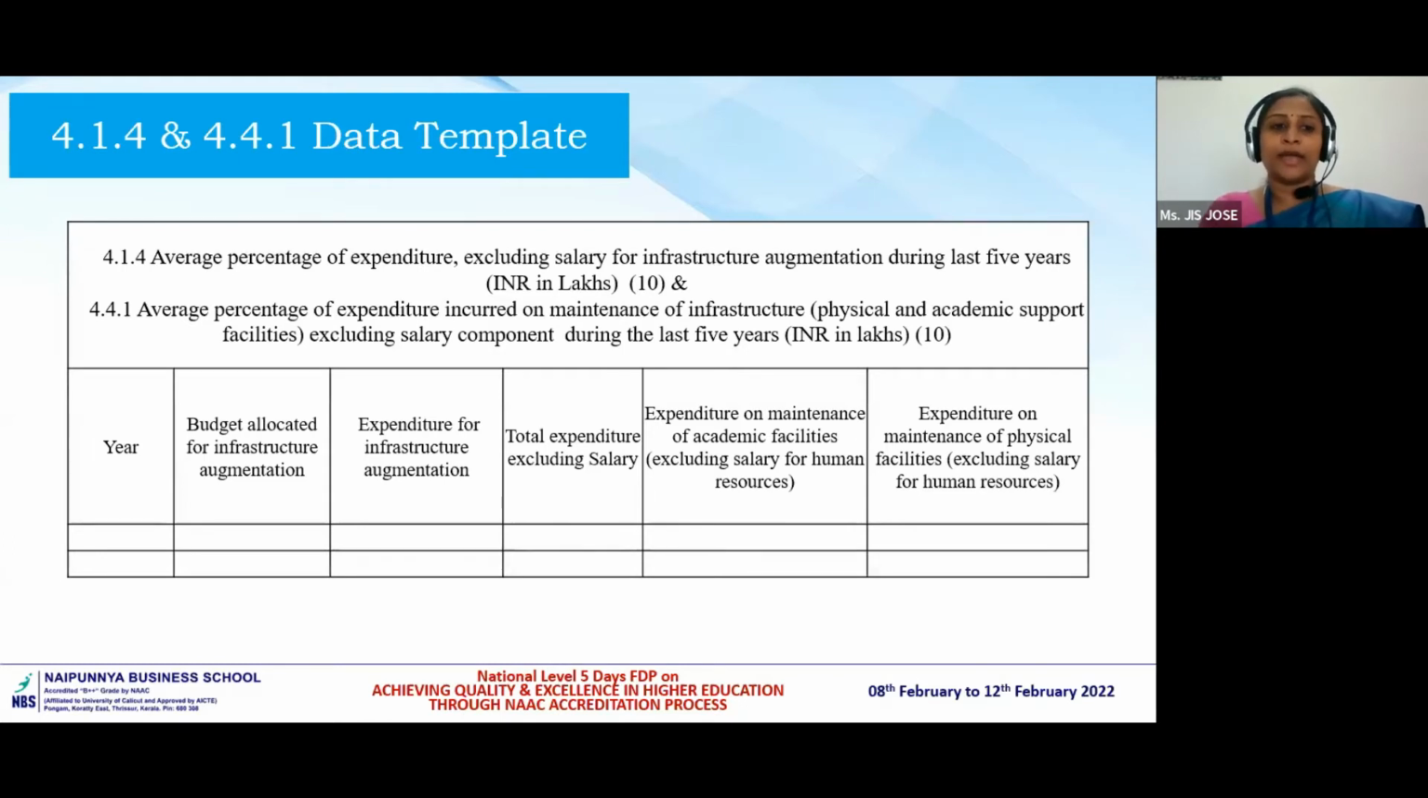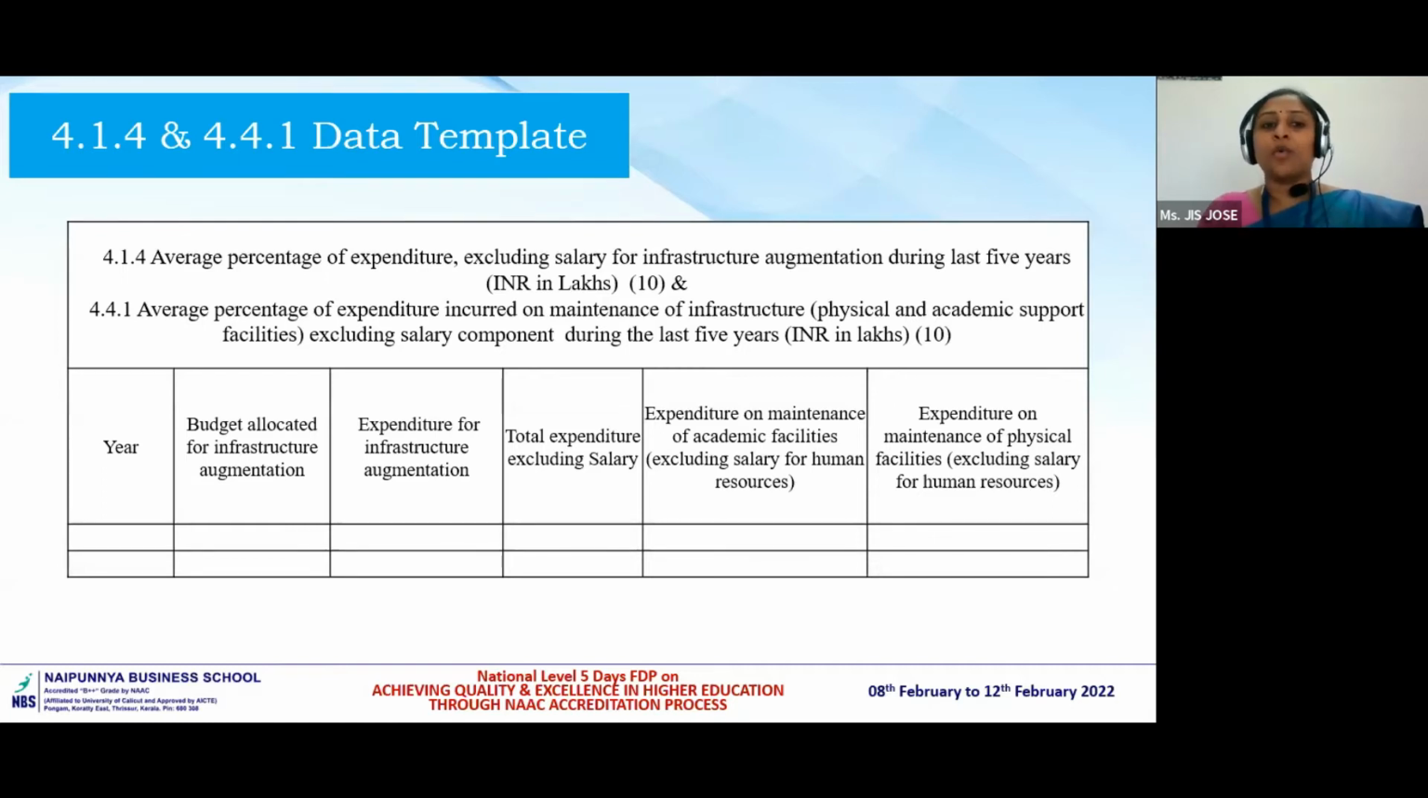And here you can add the average percentage of expenditure, excluding salary, for infrastructure augmentation during the last 5 years. And 4.4.1 consists of the average percentage of expenditure incurred on maintenance of infrastructure, that is physical and academic facilities, excluding the salary component for the last 5 years. Here you have to add the year. That is, if you are going in 2020, you have to give the data from 2015 onwards.